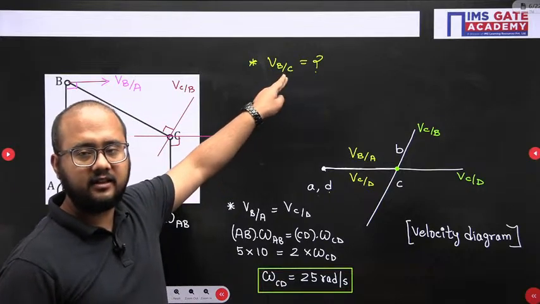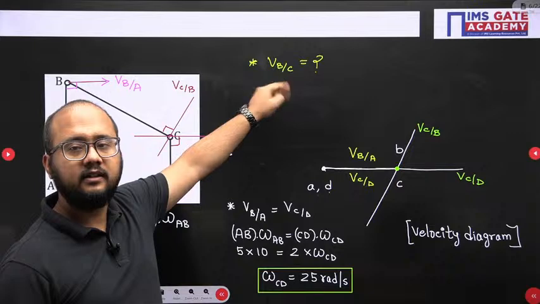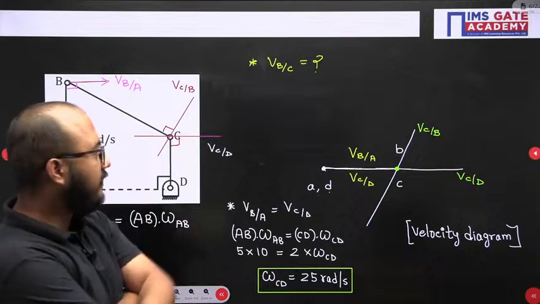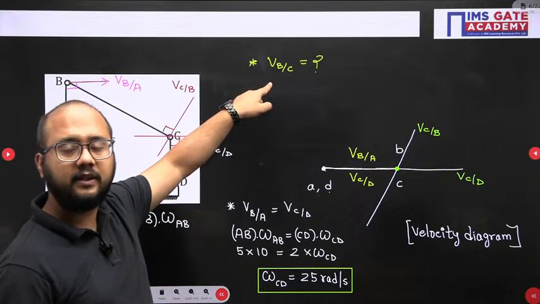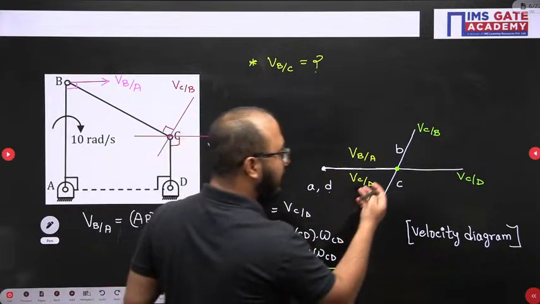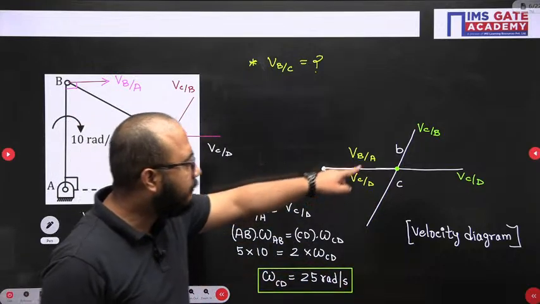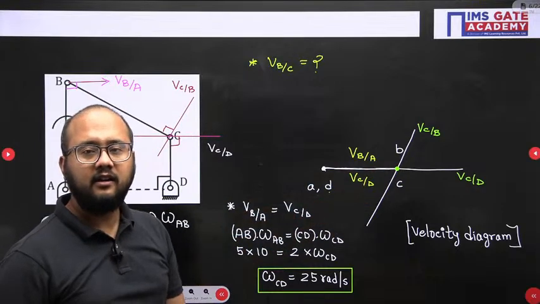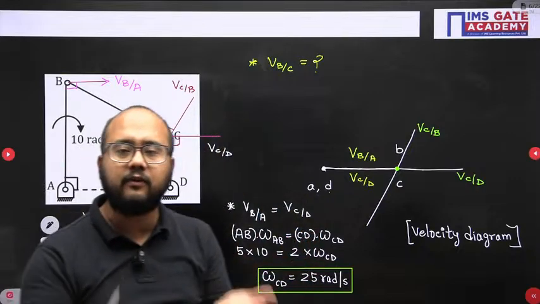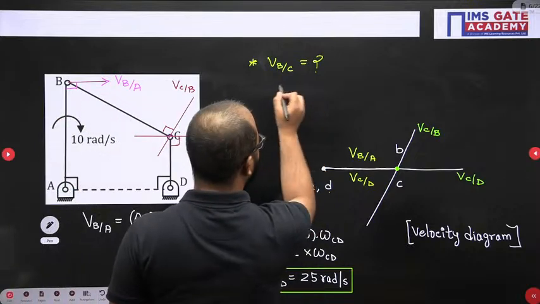Now tell me the answer of this one. I am waiting for your answer. B with respect to C. B with respect to C will be what? And to understand what the answer is, you have to focus on the velocity diagram. When you focus on the velocity diagram, you will understand B and C are the same coincident point. In the diagram, B and C are the coincident point. If they are coincident, what will be the velocity? 0. Are you getting the point? Velocity will be 0.